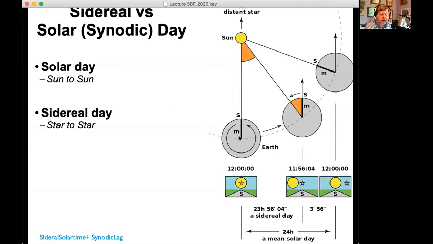So question for you, let's say, forget leap years. If there's 365 solar days in the year, how many sidereal days are there in a year?